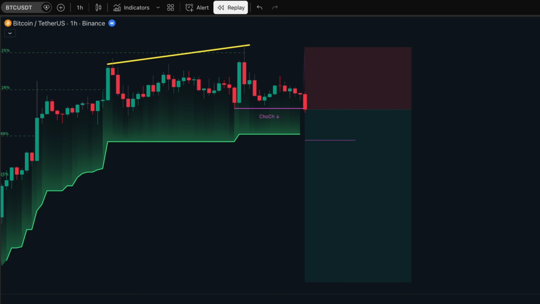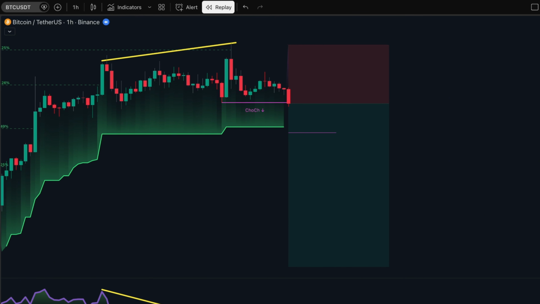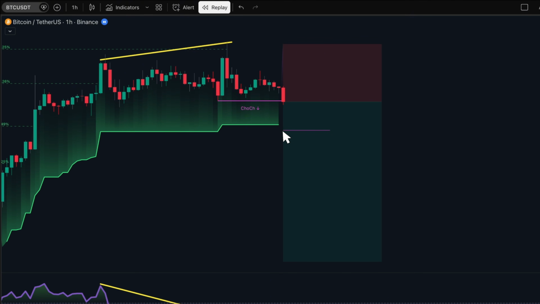Now, here is the management part, and this is where most of the value is. The first target sits here, and when a candle closes below it, we do not close the position, we move our stop down to just above the adaptive line. And you might be wondering why we do not just take that first target and leave.